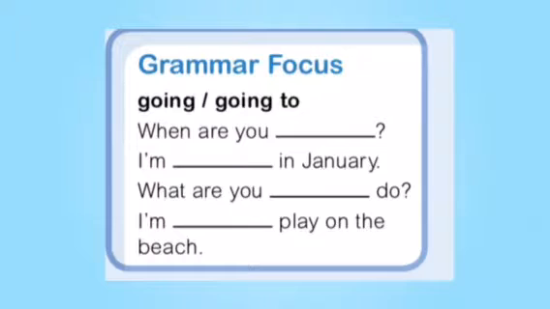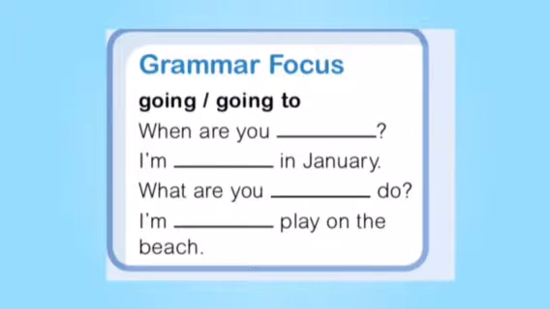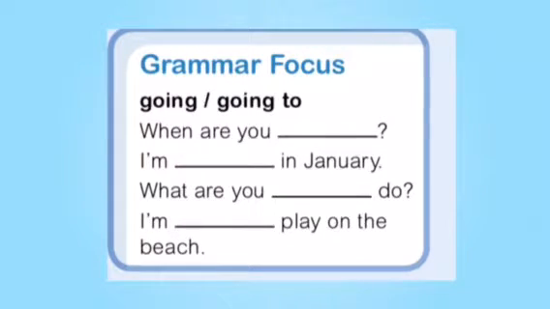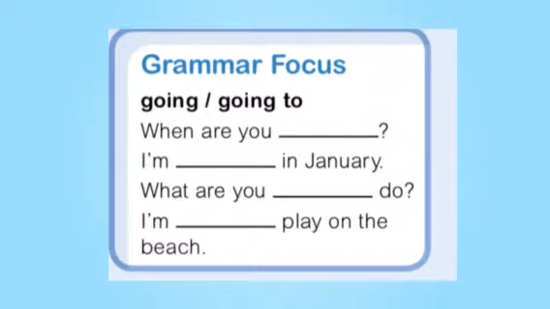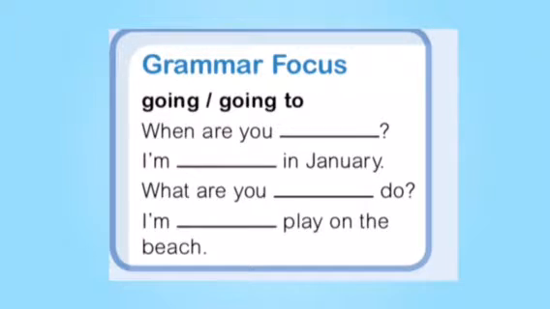Sentence number 4. I'm, and then we have play on the beach. I'm going play on the beach. Does that sound right? Going to play on the beach. So the answer here is going to. I'm going to play on the beach. Can I say I'm going play on the beach? It does not sound right. It is not correct. It is wrong. So you want the right answer.